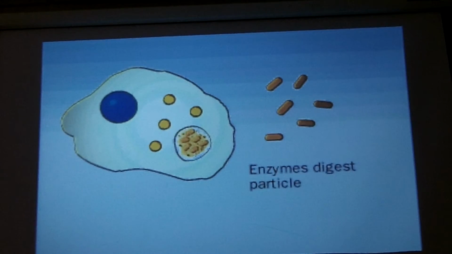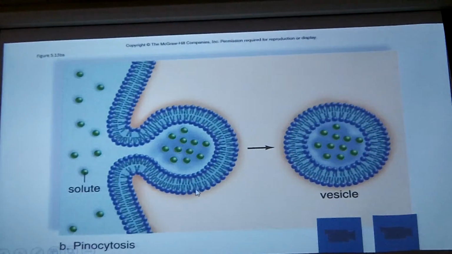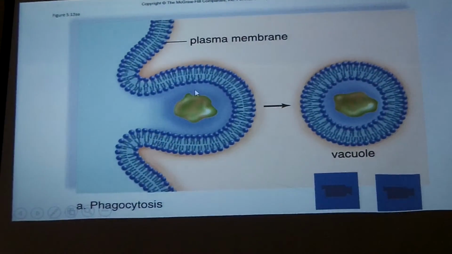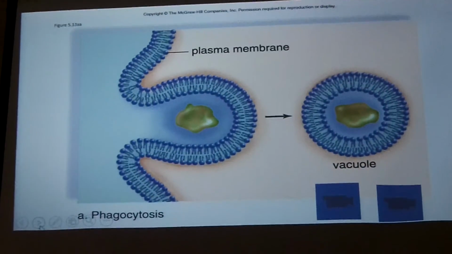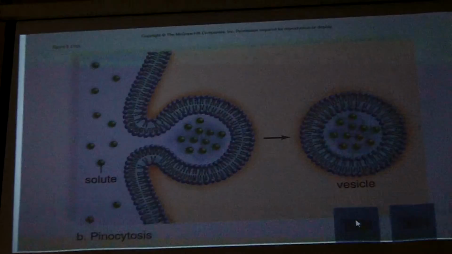Killed it. That one is good. So phagocytosis is for bigger molecules. Big molecules being broken down, or being taken in, that's phagocytosis. And then pinocytosis is smaller molecules.